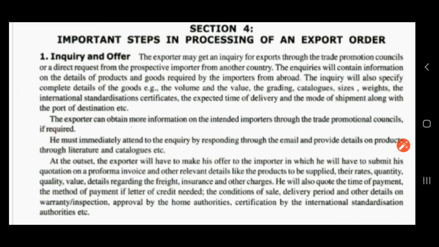The exporter can actually get the standard type of information from the trade promotional councils. He must immediately attend to the inquiry by responding through email, and provide details on the product through literature and catalogs. Whenever the importer asks for any kind of information through mail, the exporter should respond immediately and provide the required information to the importer.